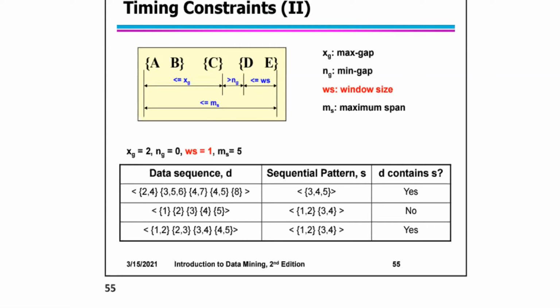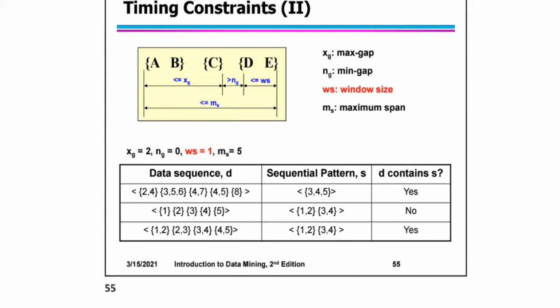The events of one element must occur within the maximum gap of the events occurring in the previous element. If the minimum time difference is 0, that is the minimum gap, maximum gap, window size, and maximum span.